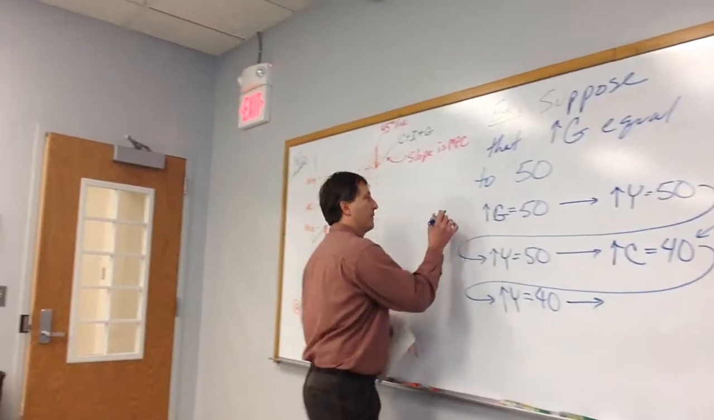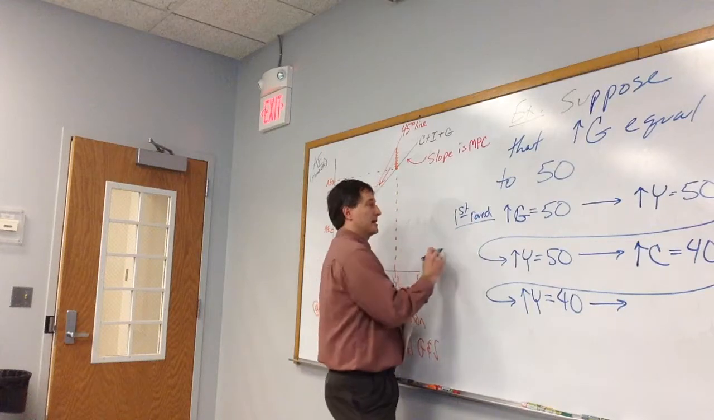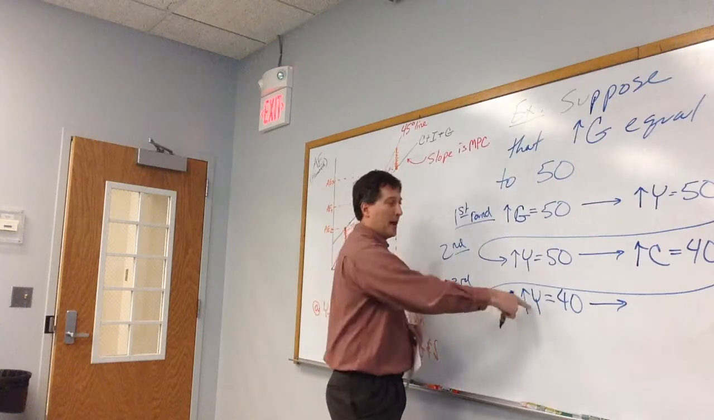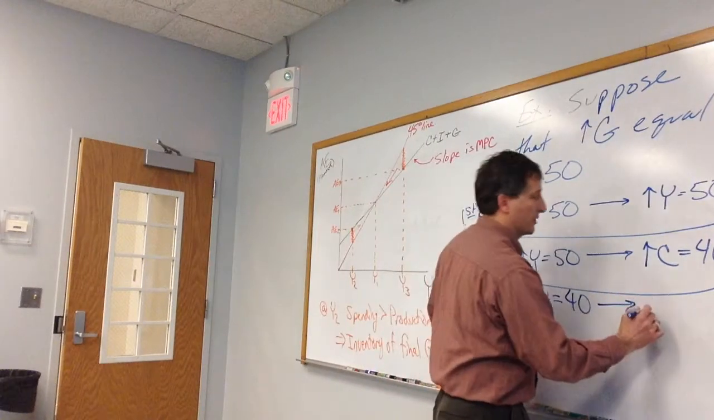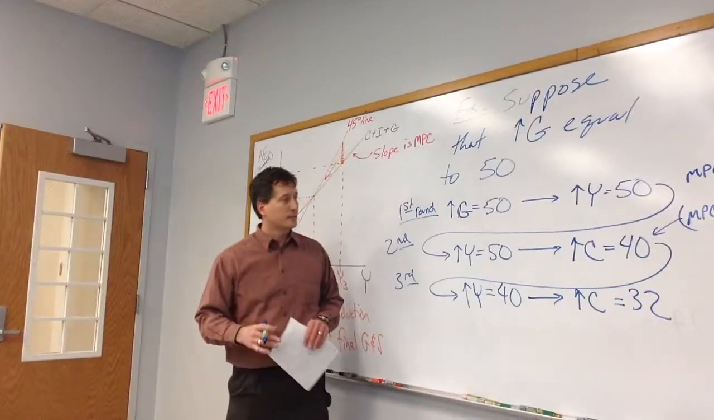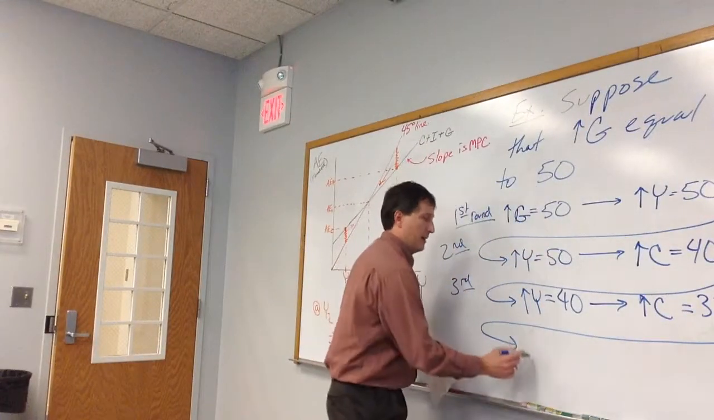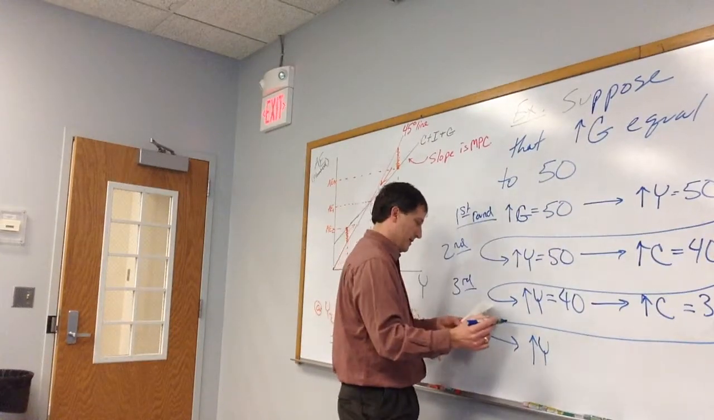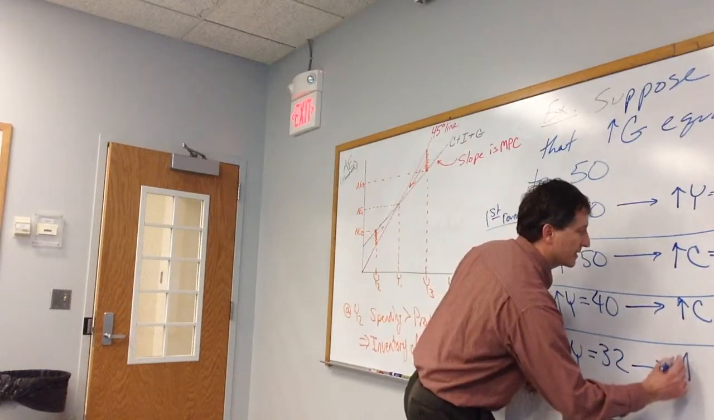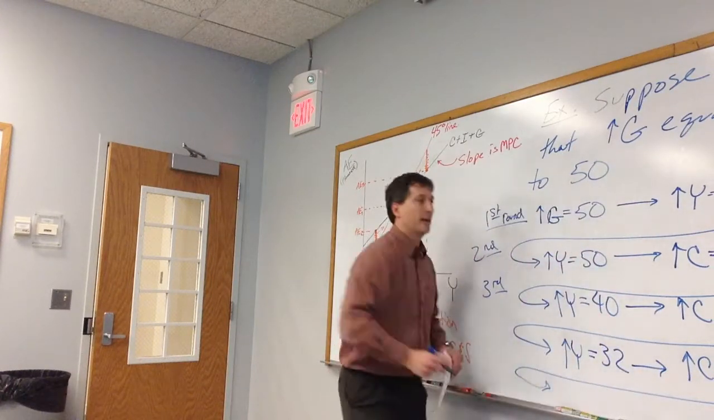So we've done the first round, if you will, the first round of spending looked like this. The second round looked like this. The third round, now we're down here. That money is going to go to another business and turn into an increase in consumption of 32. And so on, and so on, and so on. So we get the 32, and then we're down to 25.6, and so on, and so on, and so on.